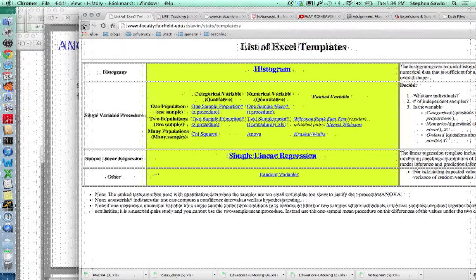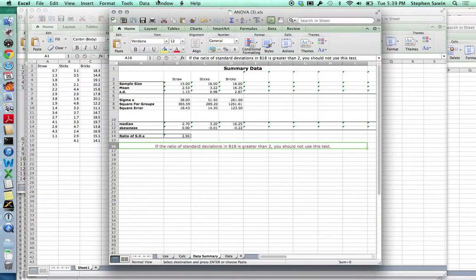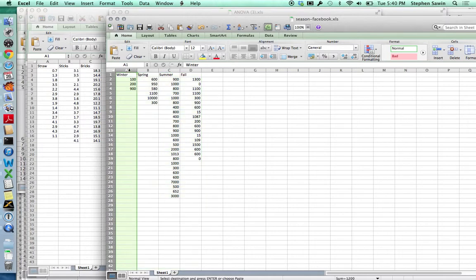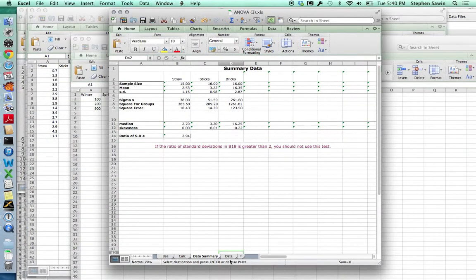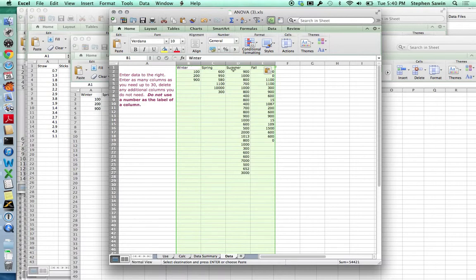So here is season Facebook. In the interest of time, I'm just going to go straight to bringing it up. Here's our data. 3 people liked winter, 6 liked spring, lots of people liked summer, and a fair number liked fall. So in this case we have 4 values of the categorical variable, what season do you like? And we're going to paste it into the ANOVA template. I'm going to click on column B and paste. So these are the 4 data sets.